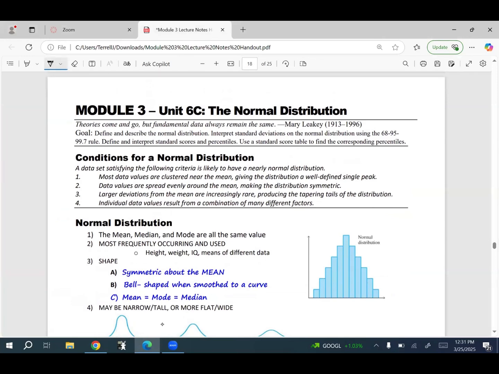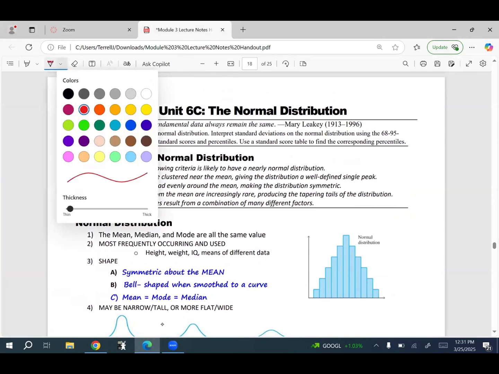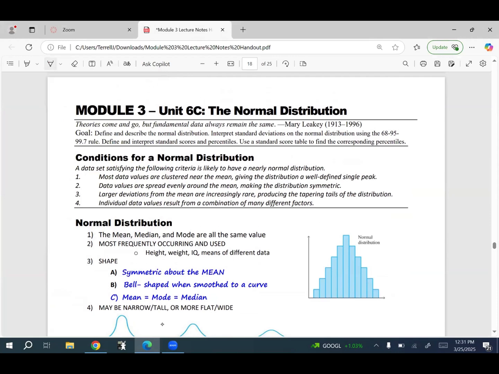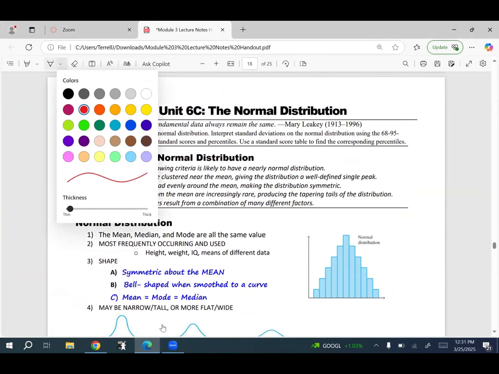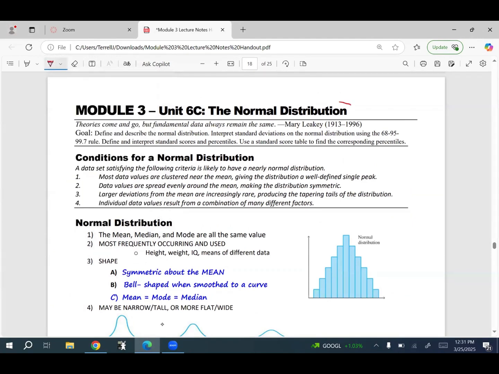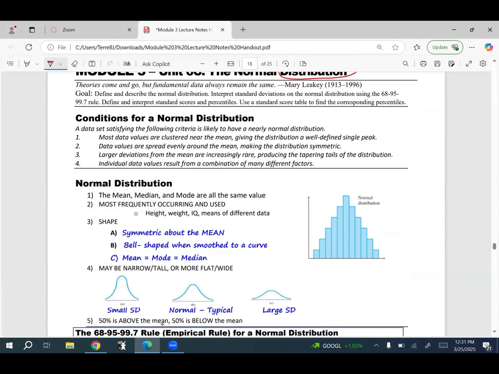We are discussing a specific type of distribution called the normal distribution. Recall, distribution just means the shape of your data. Distribution is the shape, and a normal distribution is what we're going to explore today. It's a specific and very common type of shape. The normal distribution is a bell-shaped curve.